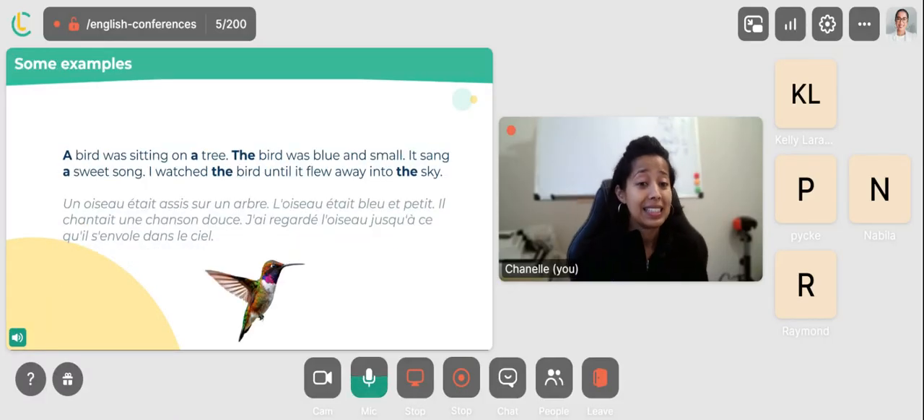A bird was sitting on a tree. The bird was blue and small. It sang a sweet song. I watched the bird until it flew away into the sky.